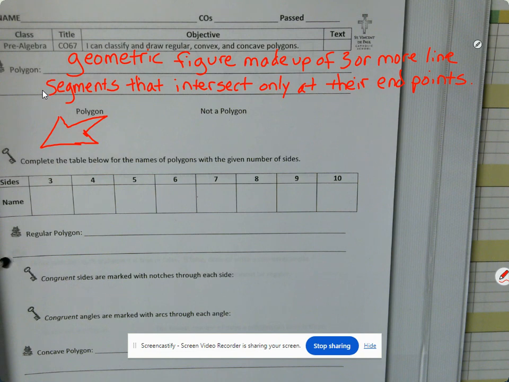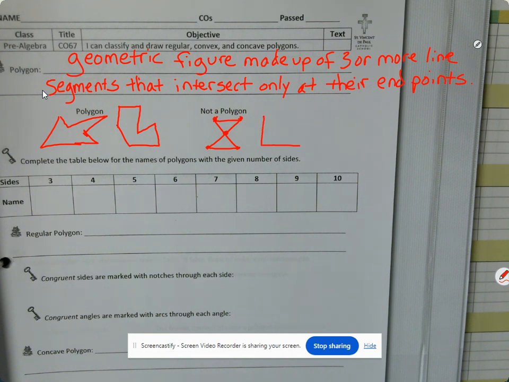Lots of different shapes are polygons. That is one type of polygon. Another one. Polygon. Not a polygon. Why would that not be a polygon? There's not 3. Peyton? They cross. That intersection happens somewhere other than their endpoints. These are our endpoints, and they intersect somewhere other than that endpoint.